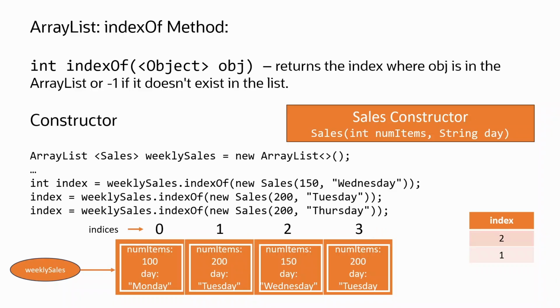What if we say index = weeklySales.indexOf(new Sales(200, Thursday))? Well, that does not exist in the list, and -1 will be returned.